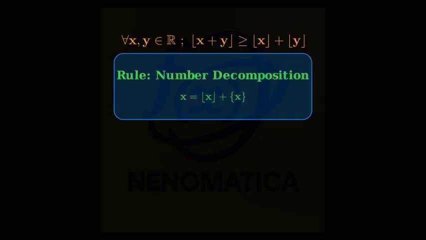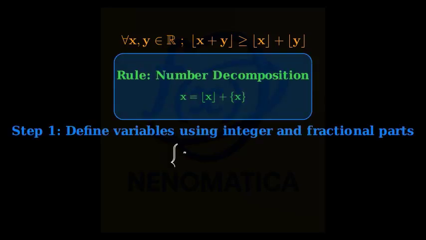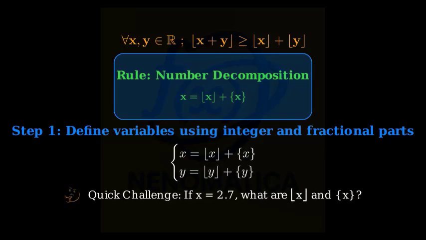Now we will display the statement of the theorem on screen in orange and bold. Step 1. Decompose each real number into its integer part and fractional part. We'll show the rule in a tip box. Then we will write the decompositions for x and y. Quick challenge. If x equals 2.7, what are the floor of x and the fractional part of x?